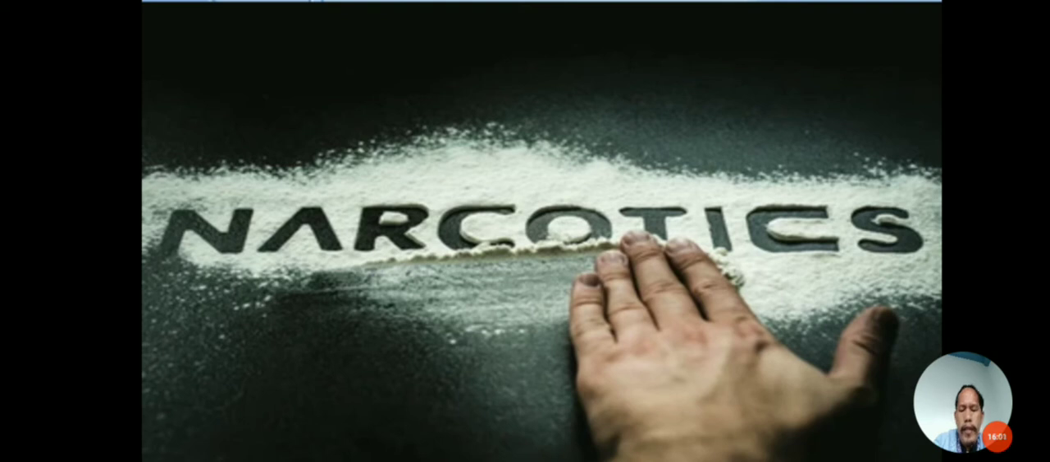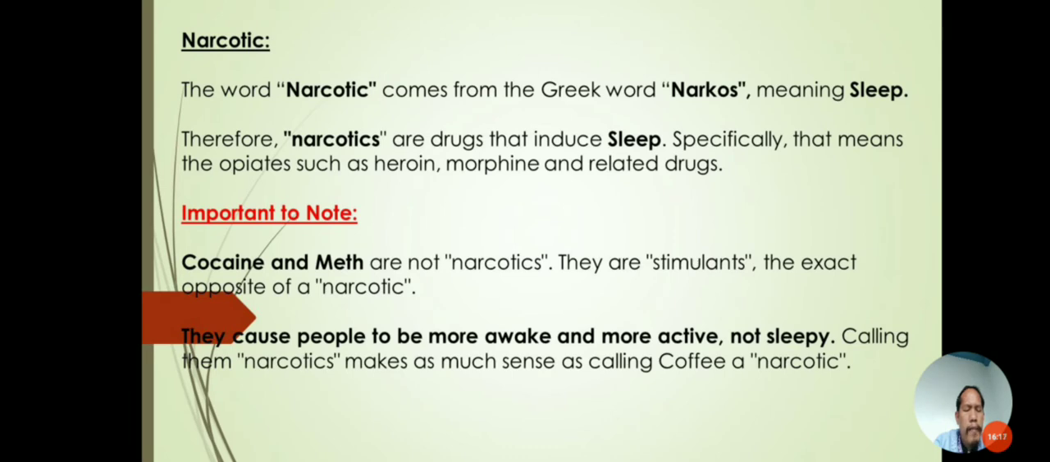Next is the narcotics. Narcotics are drugs that relieve pain and often induce sleep. These include drugs such as morphine, codeine, and heroin, all of which are made from opium or scientifically produced substances like it. They are also known as opiates and as hard drugs. The word narcotic comes from the Greek word narkos, meaning sleep. Therefore, narcotics are drugs that induce sleep, specifically substances such as heroin, morphine, and related drugs.